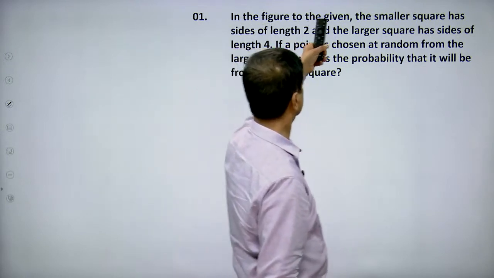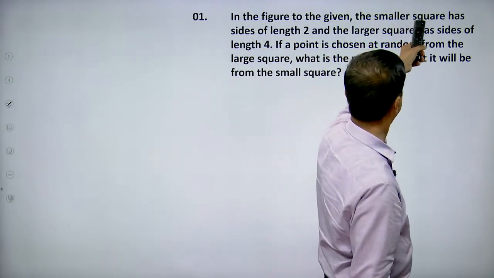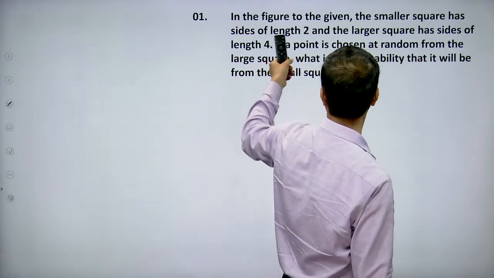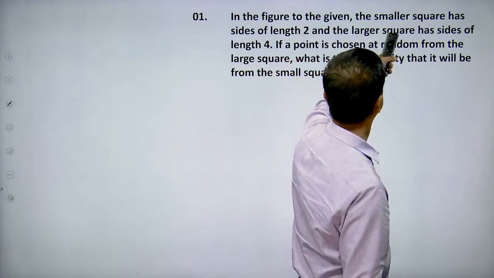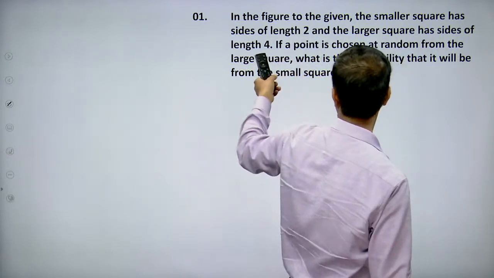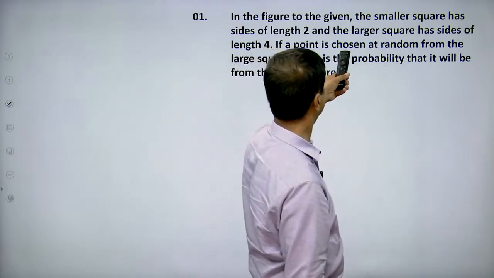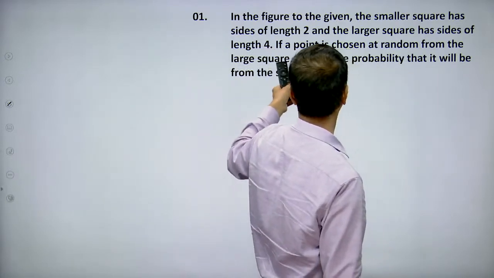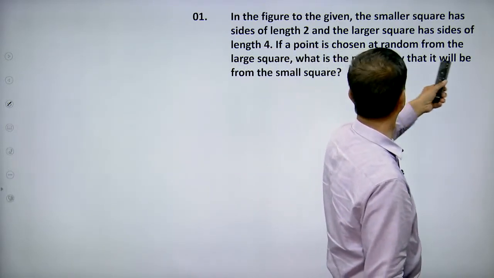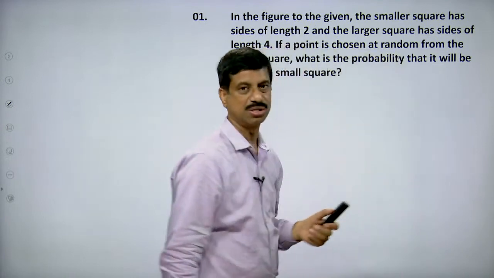In the figure given, the smaller square has sides of length 2 and the larger square has sides of length 4. If a point is chosen at random from the larger square, what is the probability that it will be from the small square?